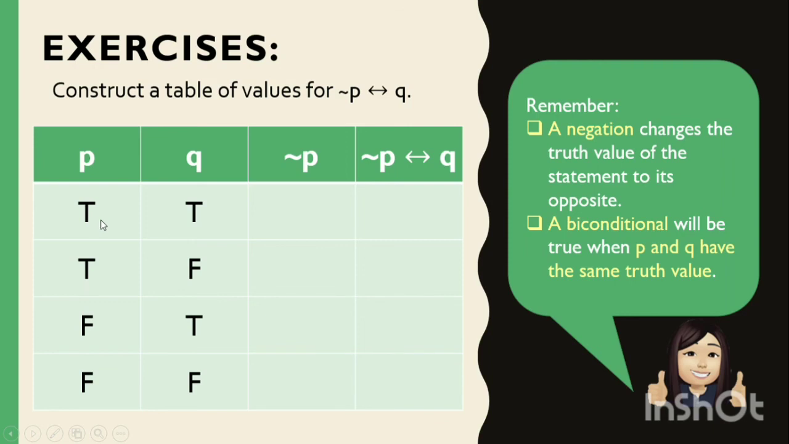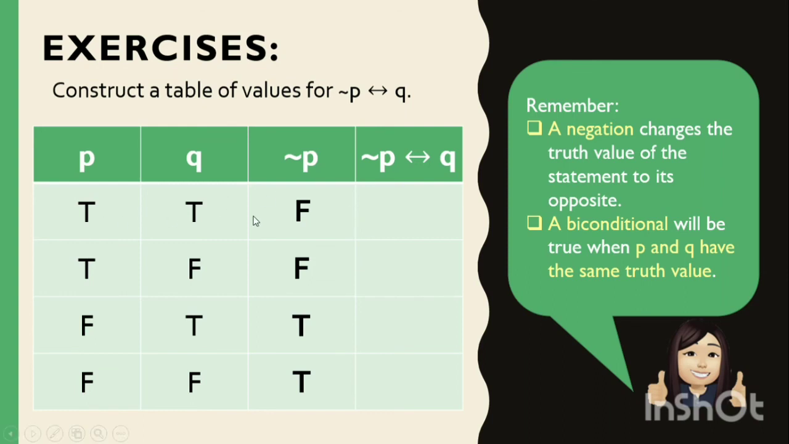So P is true, not P will be false. Again, here, P is true, so not P will be false. And not P will be true since P is false for both cases here. Now, take note, a biconditional will only be true when P and Q have the same truth value.